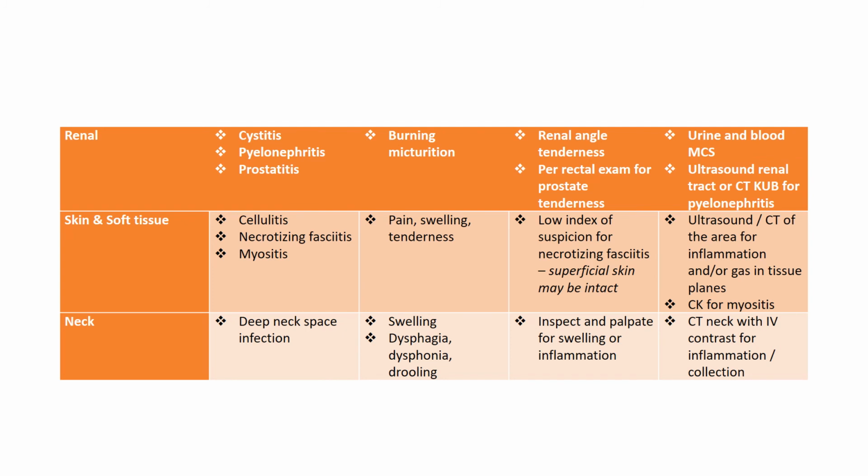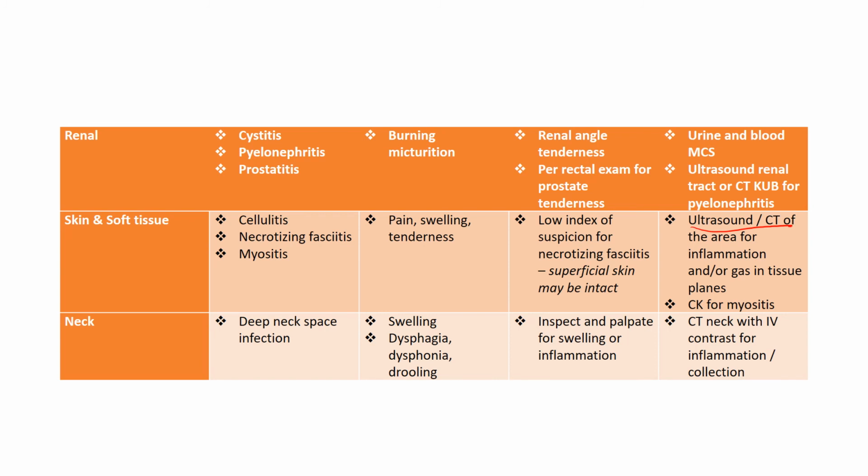Then, skin and soft tissue infections are also extremely common, and they can be anything from just superficial cellulitis to necrotizing fasciitis or deeper tissue infections such as myositis. And the important thing you have to say is that I will have a low index of suspicion for this because the superficial skin may be completely intact. So you'll have to feel for the compartments. You'll have to just look around. You'll have to make sure there are no bullae there, and then feel for crepitus, for gas under the tissues and so on. And again, the specific imaging in this instance will be an ultrasound or CT scan.